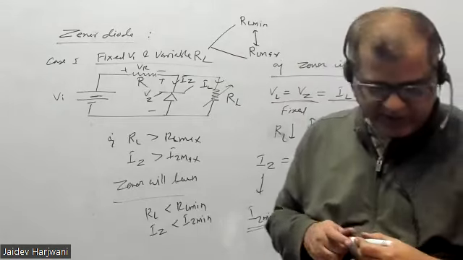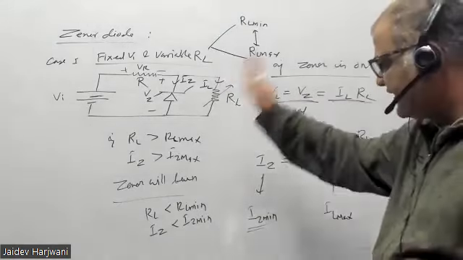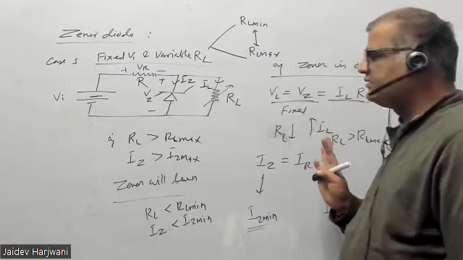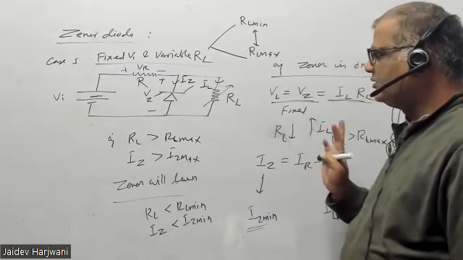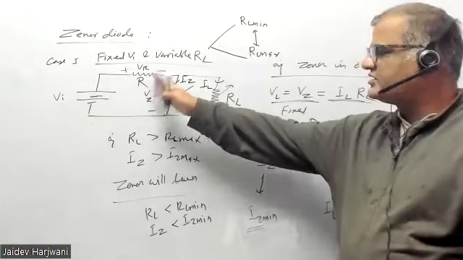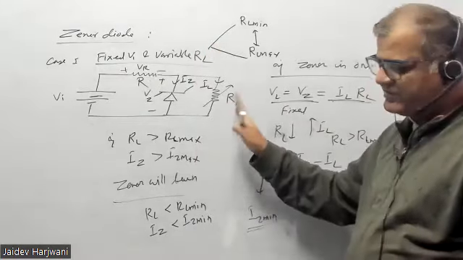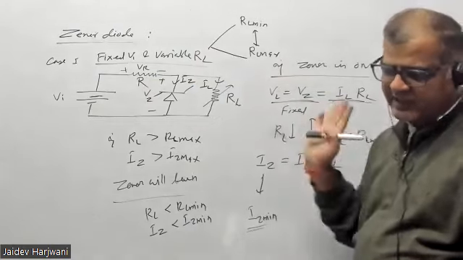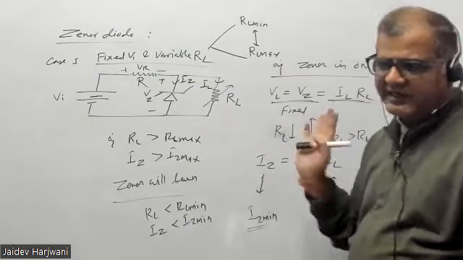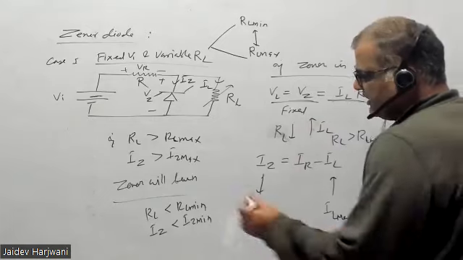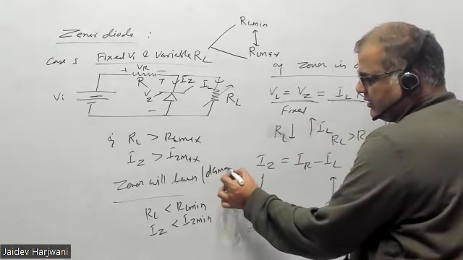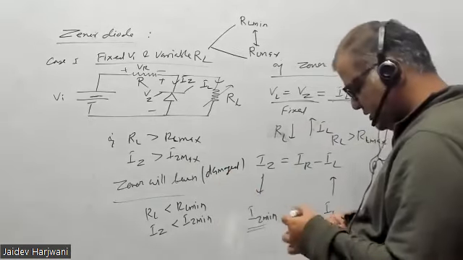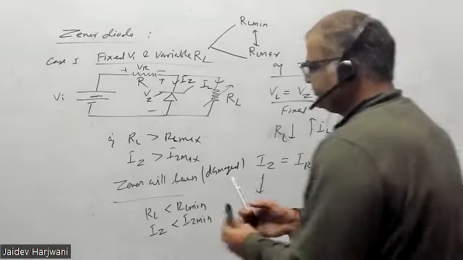Okay, so let me demonstrate this with an example. Is this point clear to everyone? So for a given fixed VI and fixed resistance R, RL should have some minimum and maximum value. If it is not between the minimum and maximum value, your diode will burn. Either it will not conduct, or it will get damaged. Burn means it will be damaged. Okay, so let us see one example.